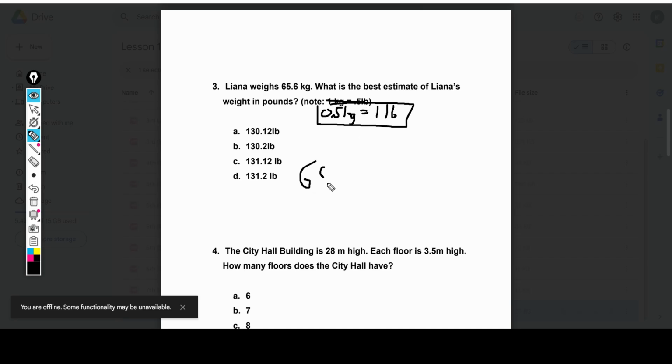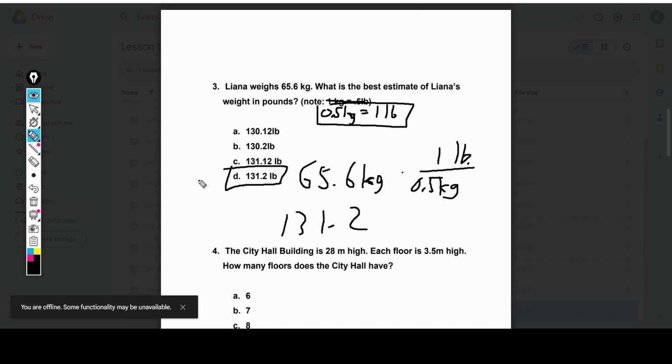And we'll convert 65.6 kilograms times the conversion factor, which is 1 pound per kilogram, or per 0.5 kilograms rather. And so we'll get 65.6 divided by 0.5. And if you divide a number by 0.5, that's half, by the way. So then that means you're multiplying by 2 in total. So you end up with 131.2. So D.